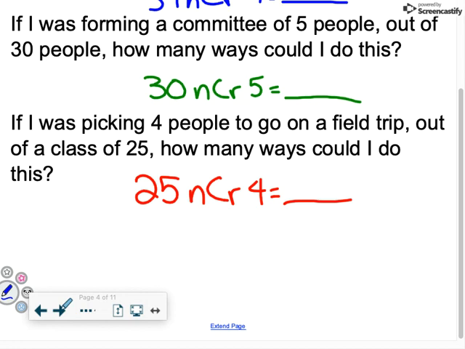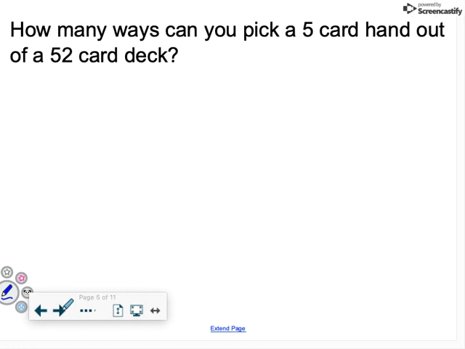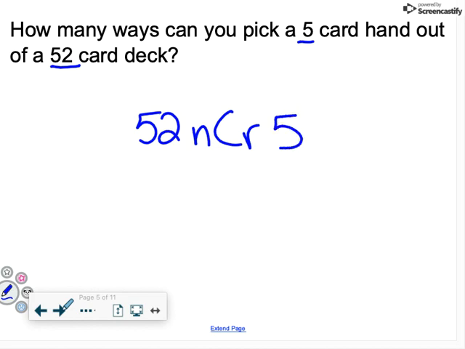Continuing on, this one we'll write out the actual answer. It says, how many ways can you pick a 5-card hand out of a 52-card deck? We want to start with, okay, of those two numbers, which one is N and which is R? N is always the larger one, the big group. So we have 52 NCR 5. If we plug that into our calculator, it gives us an answer of 2,598,960.